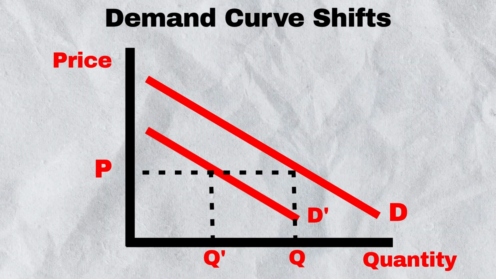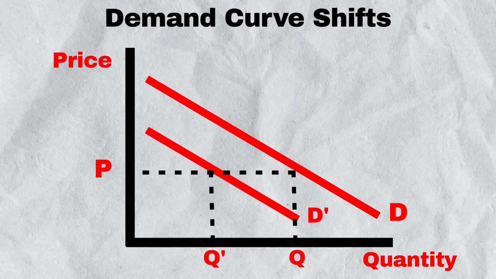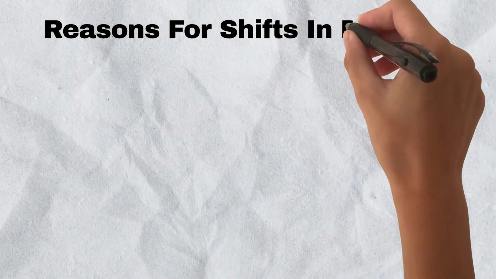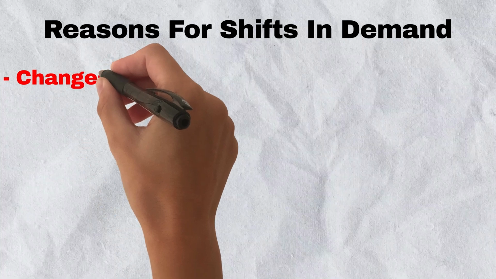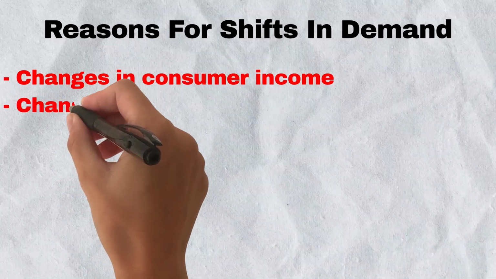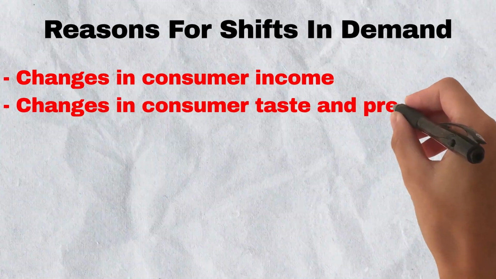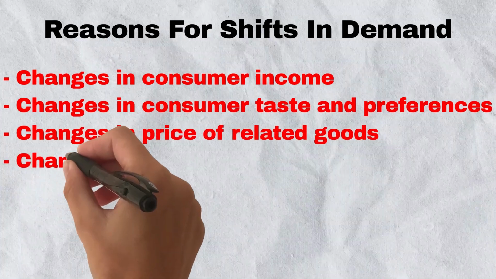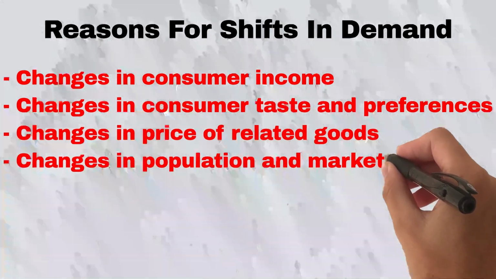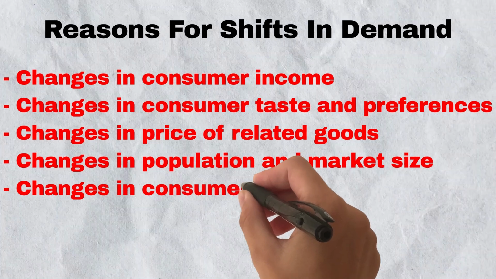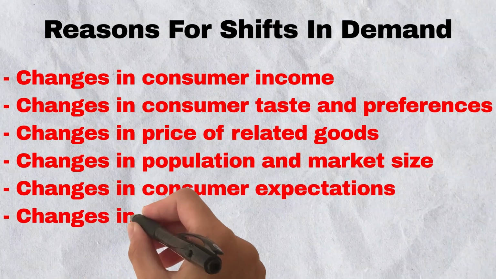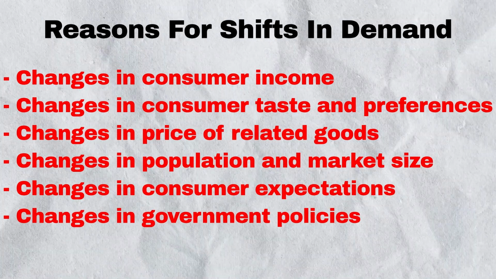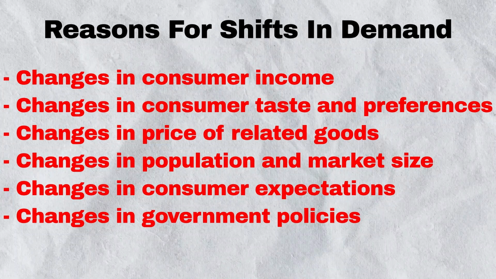Next, we will explore reasons for the demand curve shifting. Reasons for shifts in demand are changes in consumer income, changes in consumer taste and preferences, changes in the price of related goods, changes in population and market size, changes in consumer expectations, and finally changes in government policies. These can all lead to an inward or outward shift.